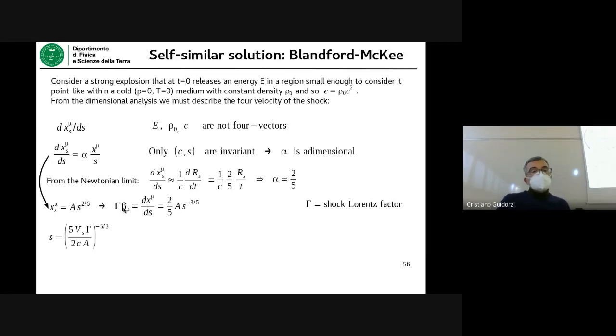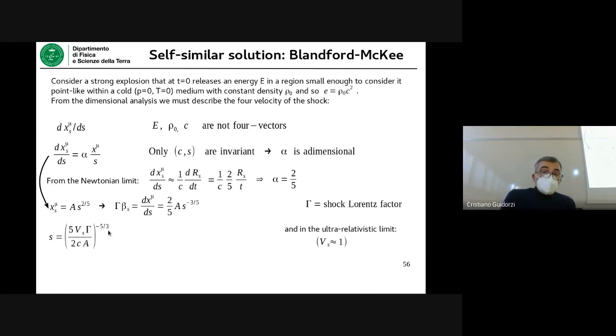Just like that. So if you take this and invert this relation, and express s as a function of the remaining quantities, you see that 5 over 2 on the other side, beta_s is v_s over c, so that the velocity of the shock over c, gamma over A, to the power minus 5/3. Easy.